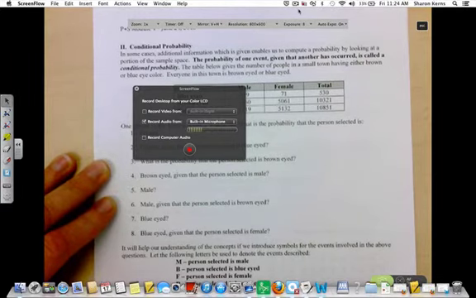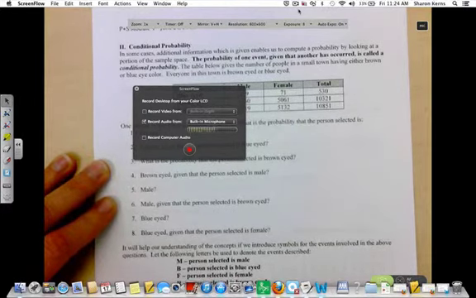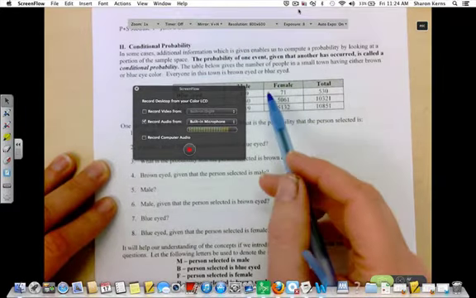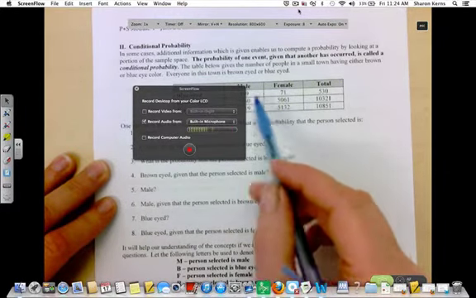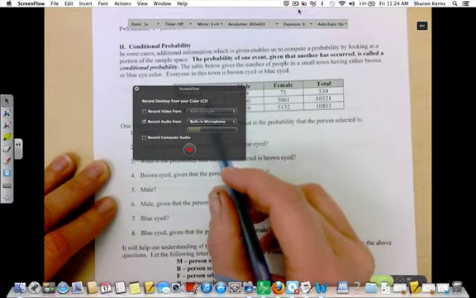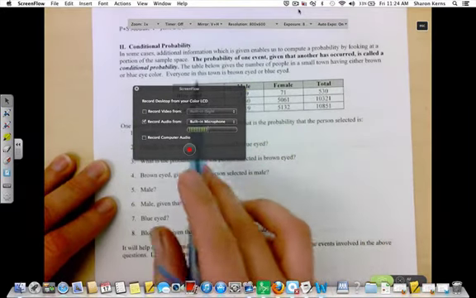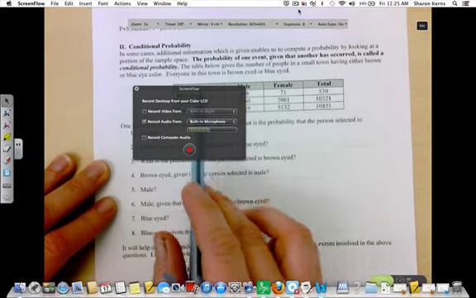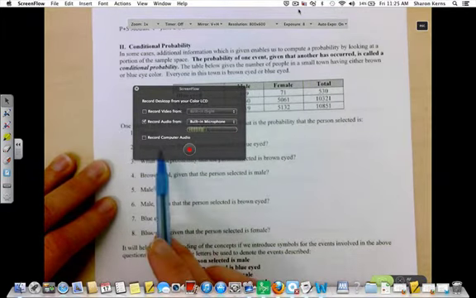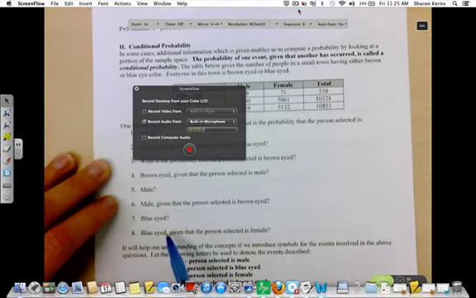Okay, this topic is conditional probability. The example that we have here is a table of people in a town, where we know their gender and the color of their eyes. Everybody in this town is either brown-eyed or blue-eyed. So we're going to answer a bunch of different probability questions here.